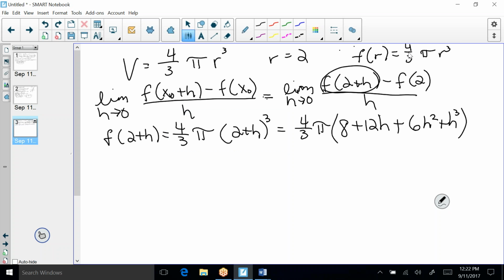All right, then let's do f of 2 because we need this part as well. So f of 2, when I plug 2 into the equation, I get 4/3 pi times 2 cubed. And that's going to be 4/3 pi times 8.